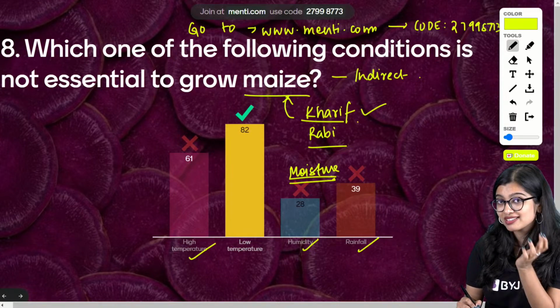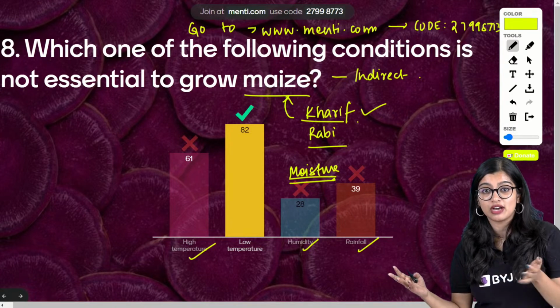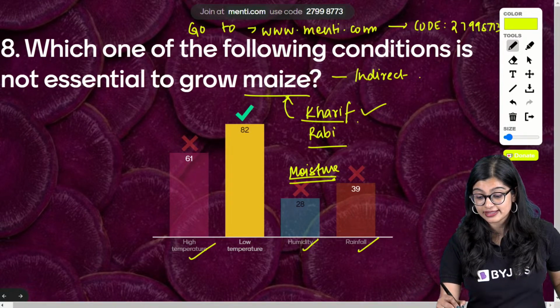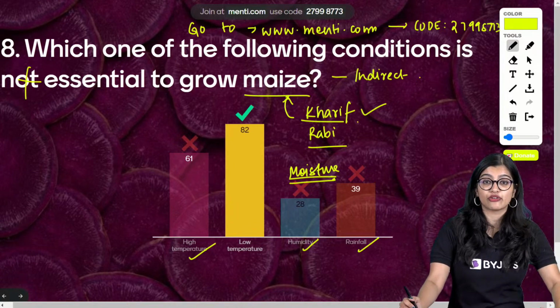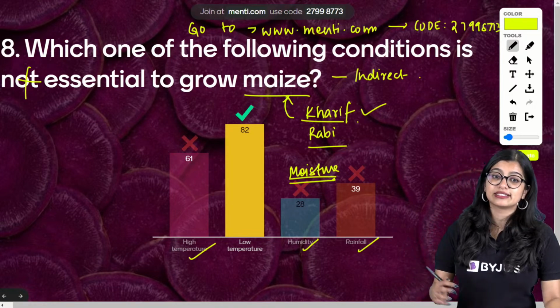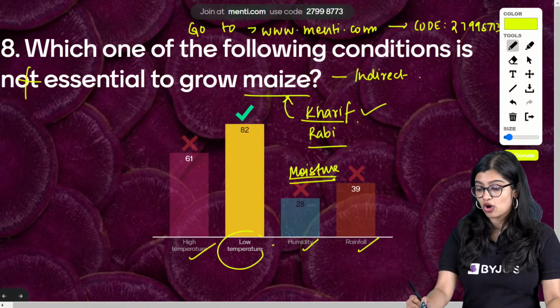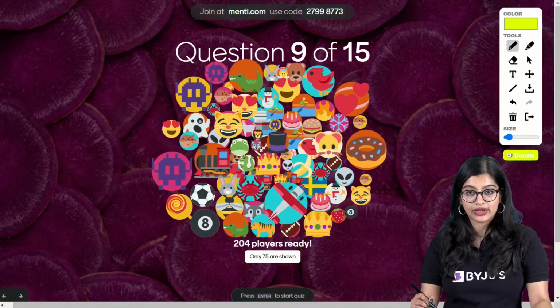Low temperature is kind of like winter season. Think about it. Low temperature is normally observed in winter season, which is why in this case, we know that low temperature is not an essential condition for growth of maize, right? So in this case, we see that the correct answer here is option number B. Now let's move on to question number 9, right?